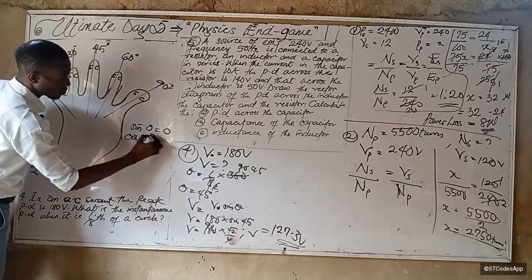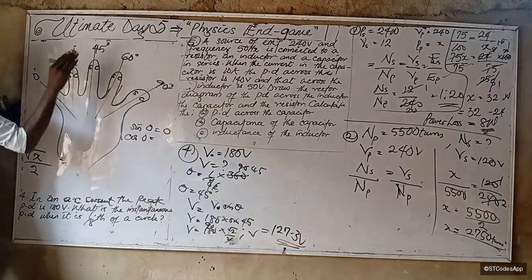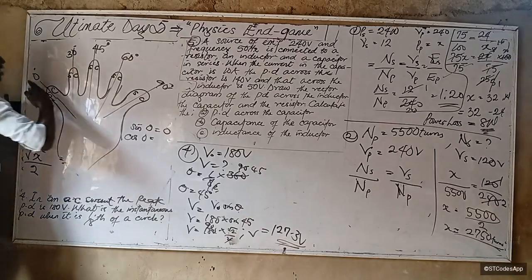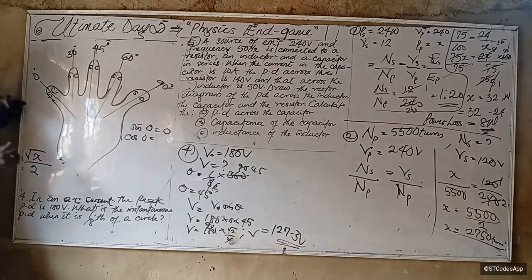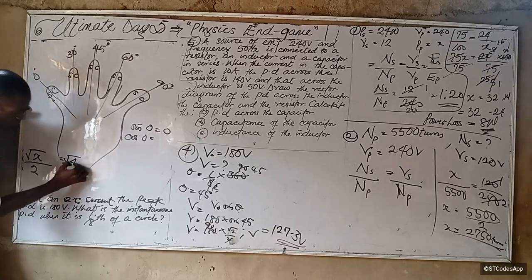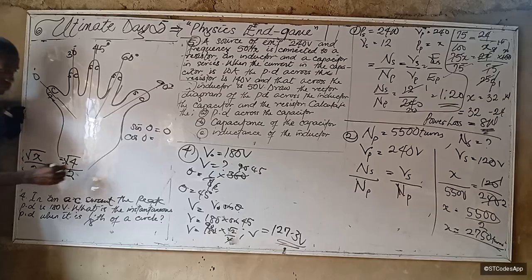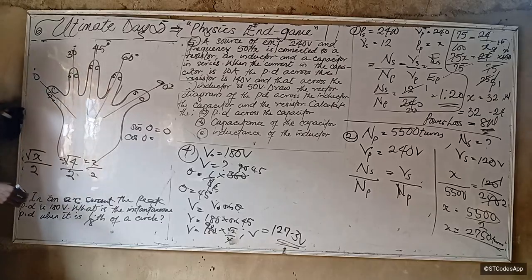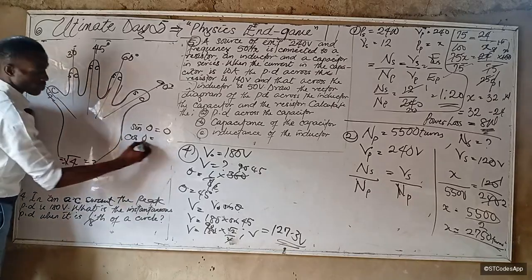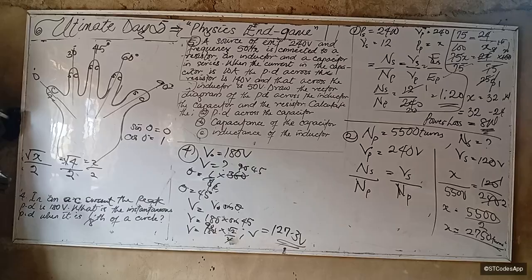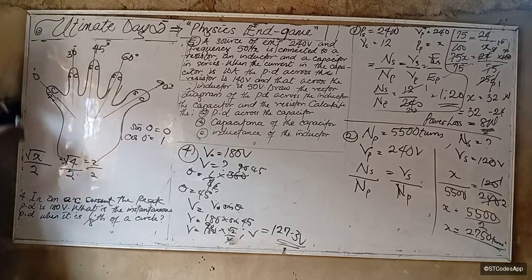How about cos 0? Cos is on this side, right? Do you see where I first separated it? How many fingers are on this side? 4. So it will be the square root of 4 over 2. What is square root of 4? 2 over 2. What would that be? 1. So cos 0 is 1. Are we clear? The next one, sine 30.